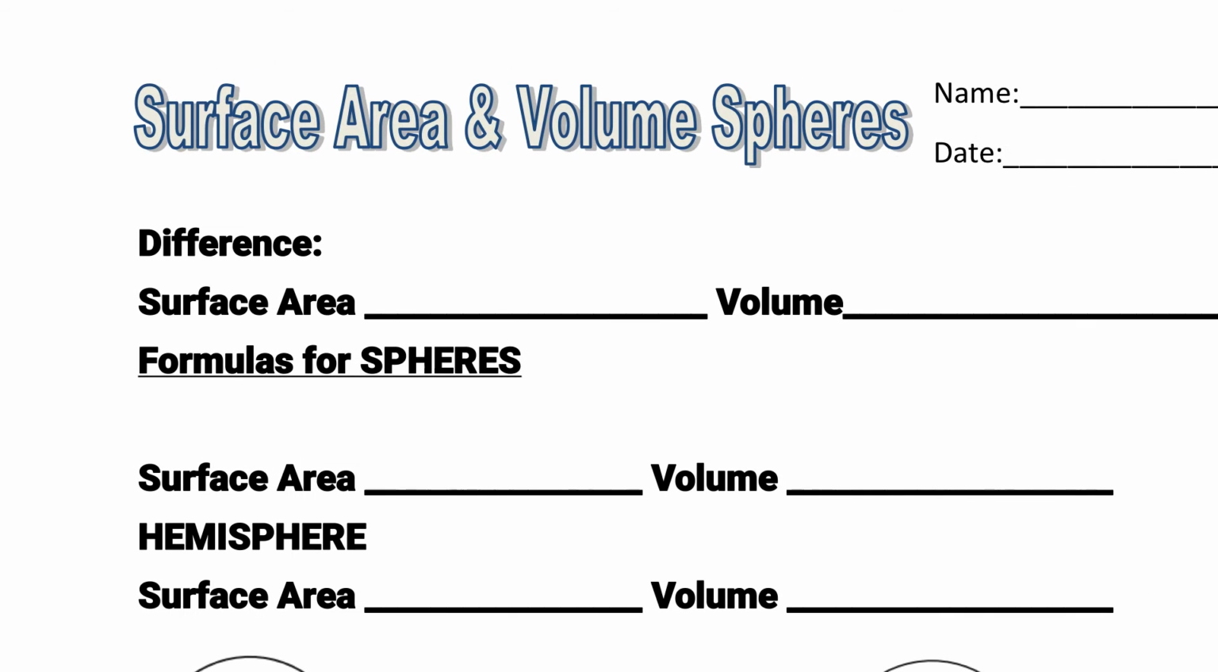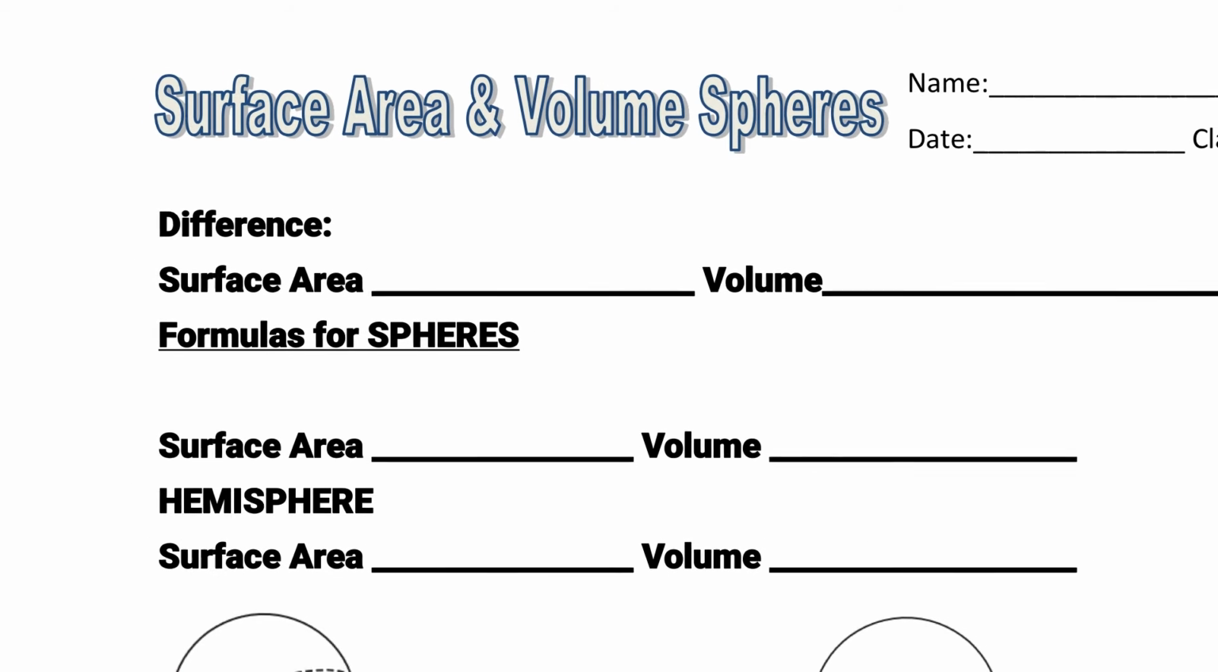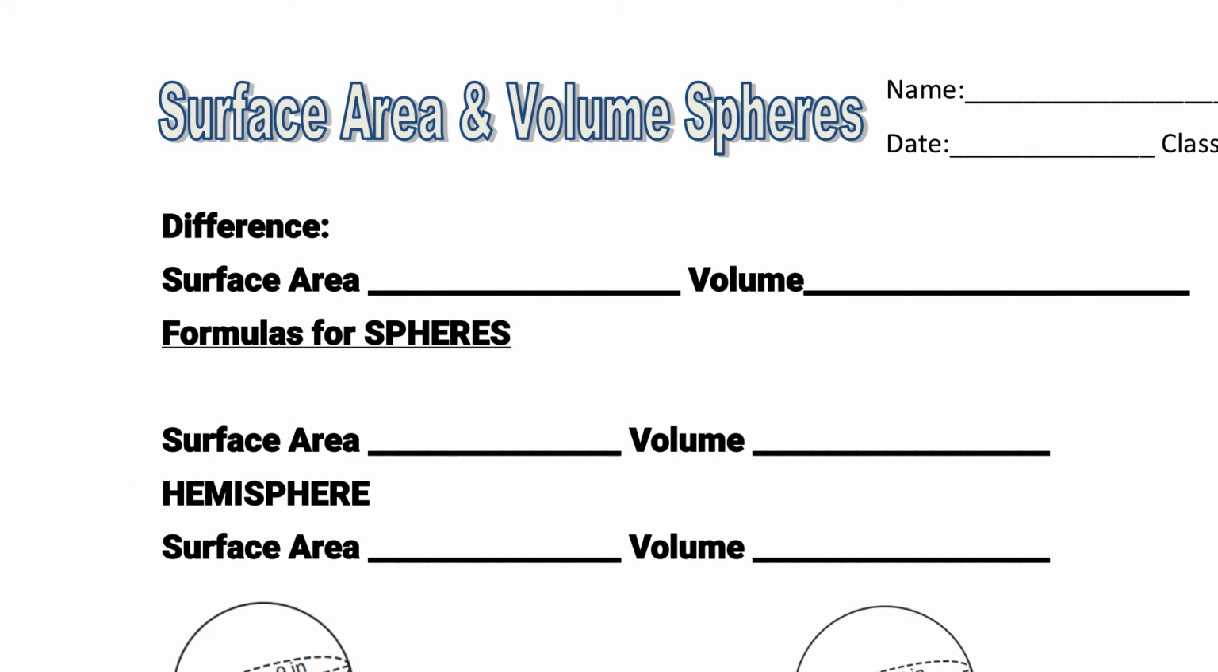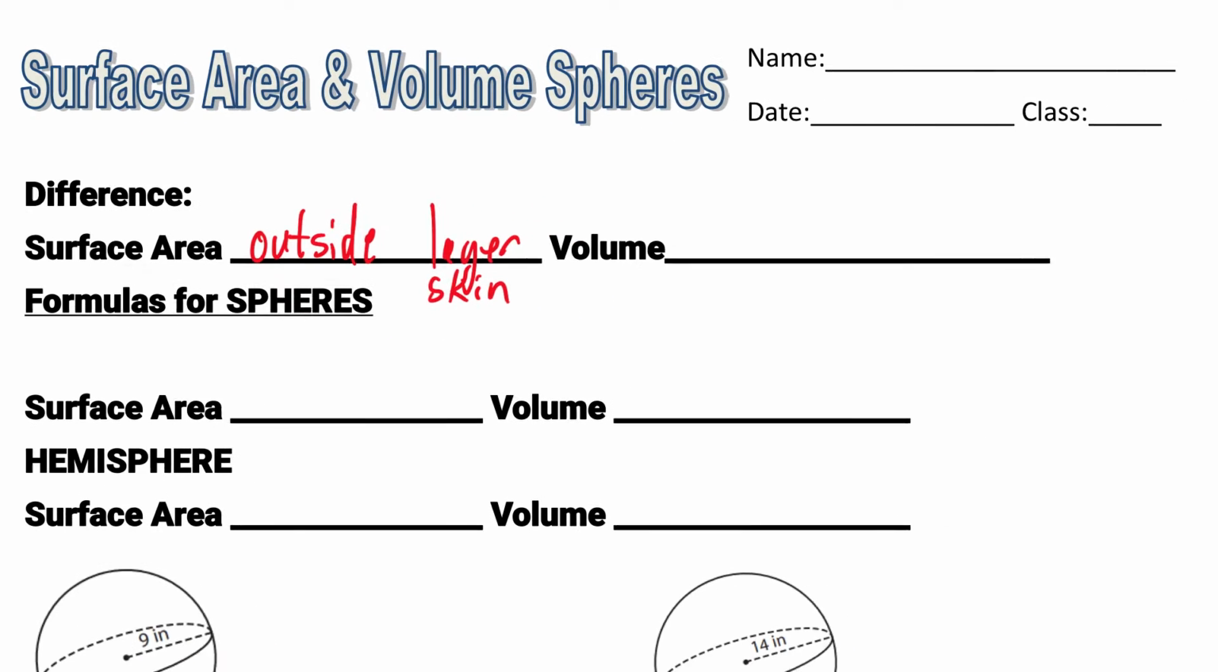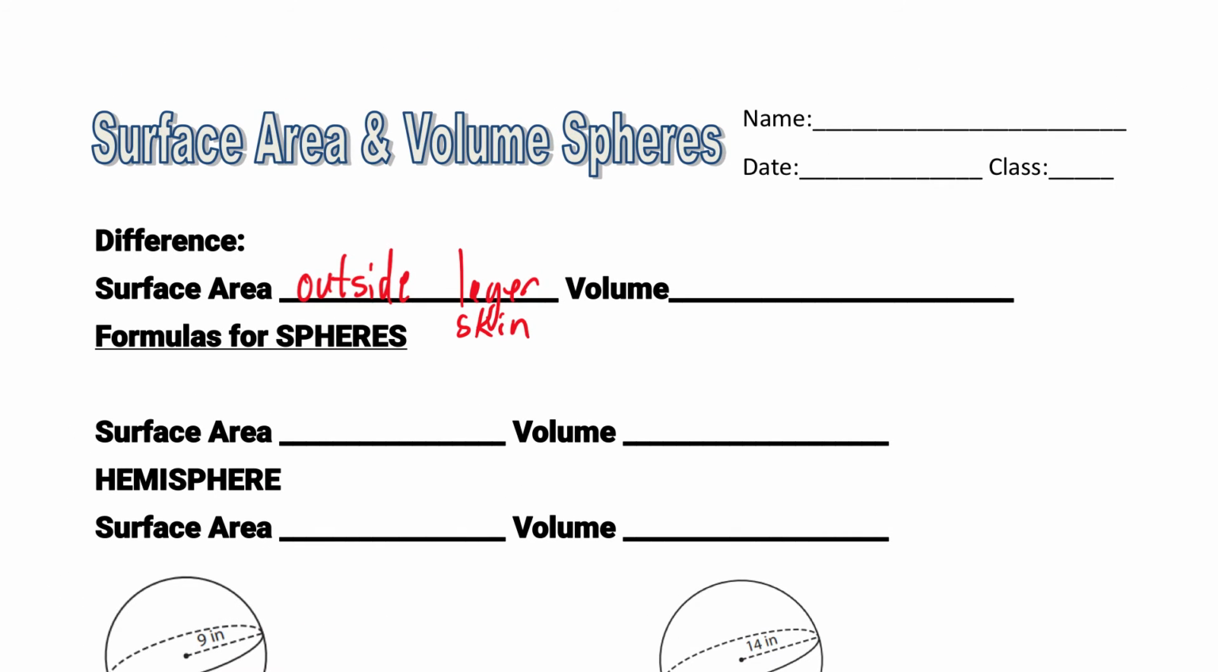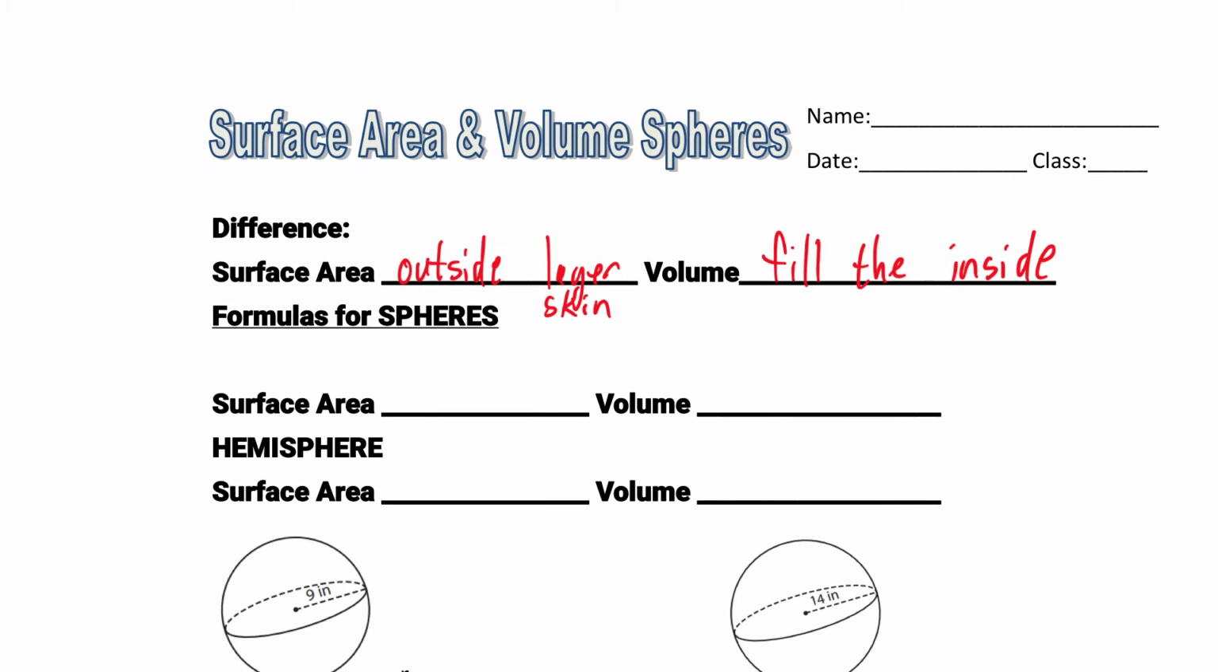Now, just in general, what's the difference between surface area and volume? We've talked about this before. Okay, good. Surface area is the outside layer, kind of like the skin. Okay, the volume is what? Yeah, the inside, what it takes to fill the inside.